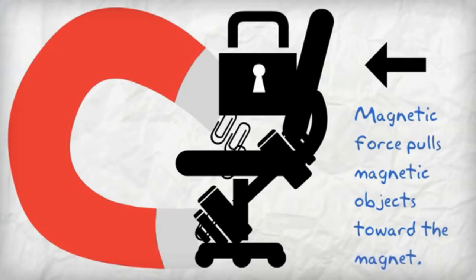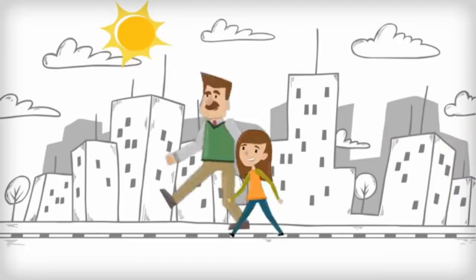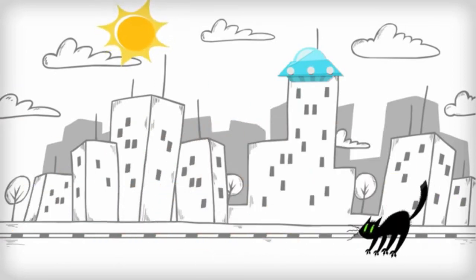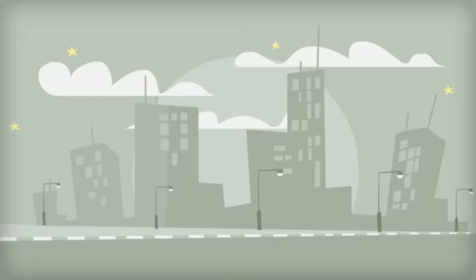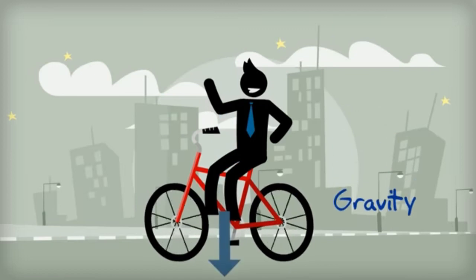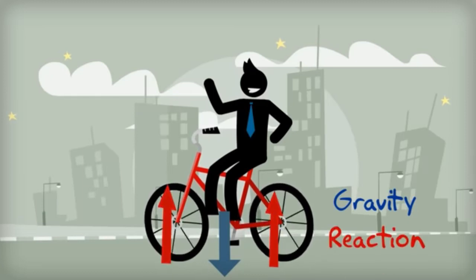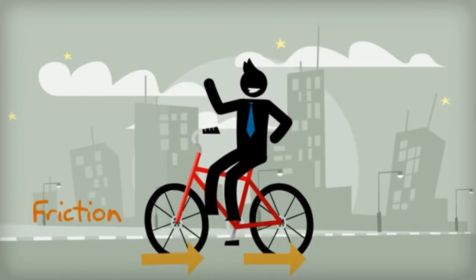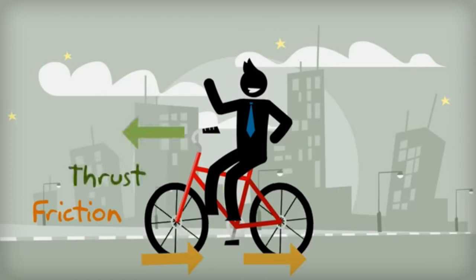The interaction of forces makes the world we live in the way it is. A cyclist on a bicycle experiences the interaction of different forces. Gravity pulls the weight of the bicycle and the rider towards the Earth, while an equal reaction force acts upwards to balance gravity. As he rides, the frictional force between the wheels of the bicycle and the ground acts against the forward force, so he doesn't go too fast.